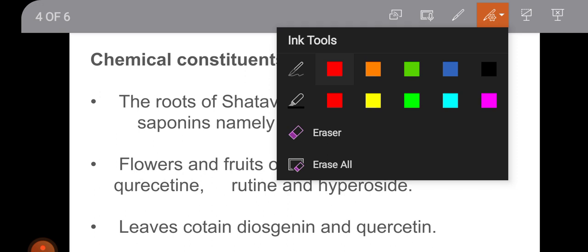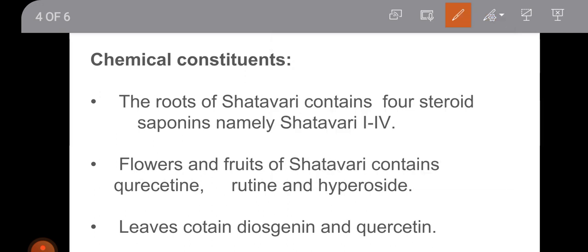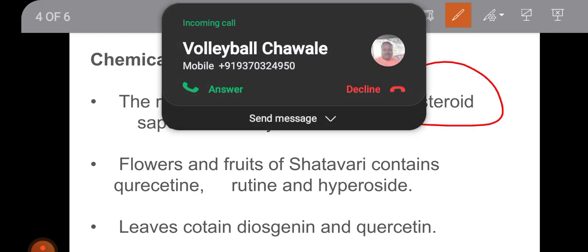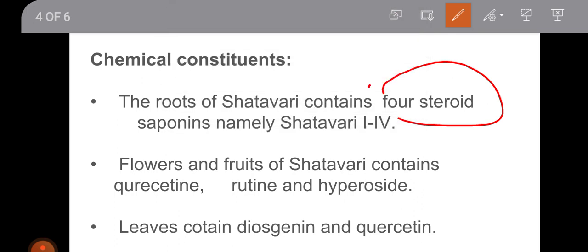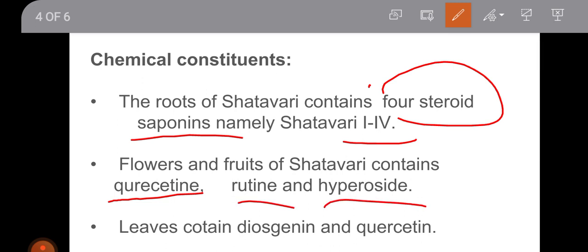Some chemical constituents of this plant: the roots of Shatavari contain four steroidal saponins, namely Shatavari first to fourth. Then flowers and fruits of Shatavari contain quercetin, rutin, hyperoside. Leaves contain diosgenin and quercetin.